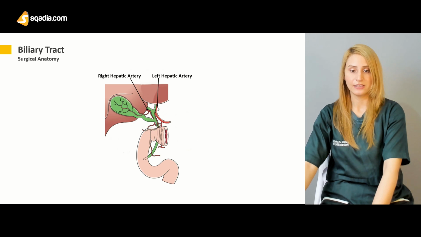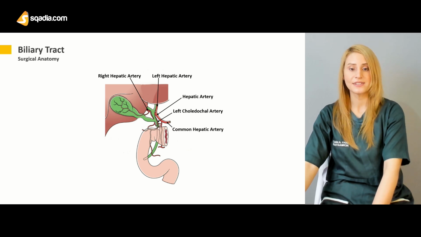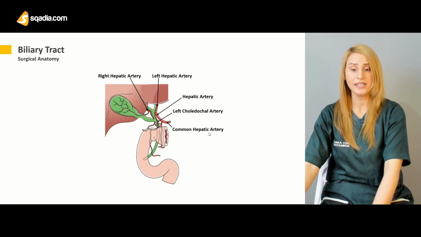You can see the left hepatic artery, and this is the common hepatic artery, which is formed by the junction of the right hepatic and the left hepatic artery. This is the left choledochal artery, which is actually supplying this common bile duct, okay? And again, this is the common hepatic.